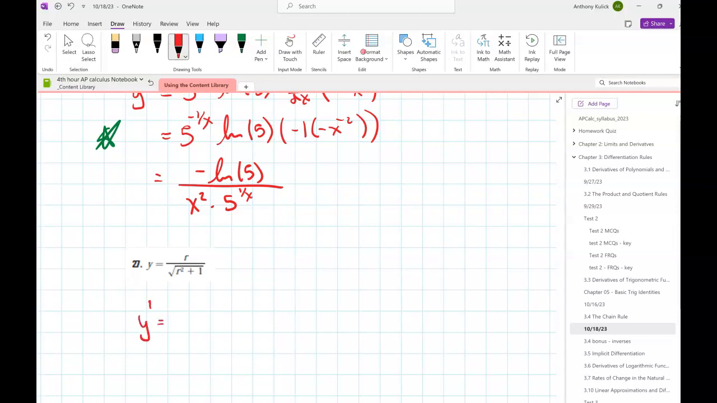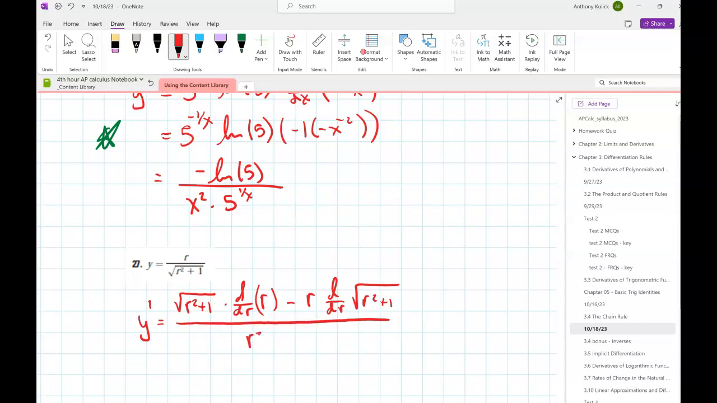Okay. So it's the bottom times the derivative of the top minus the top times the derivative of the bottom over the bottom squared. Notice that I didn't bother to write square root squared. I just left both of them off. So that wasn't a typo on my part. That's what I did.